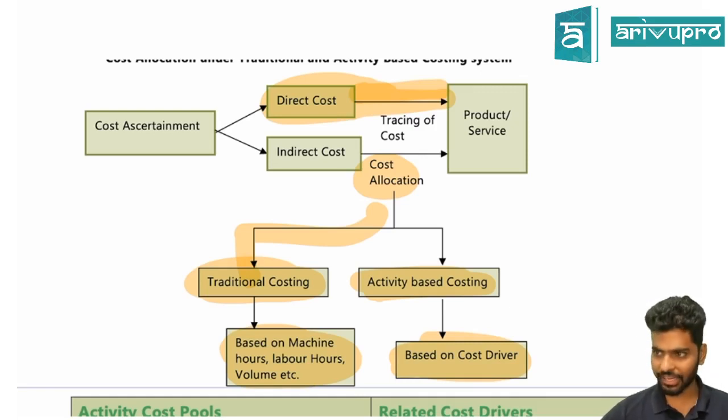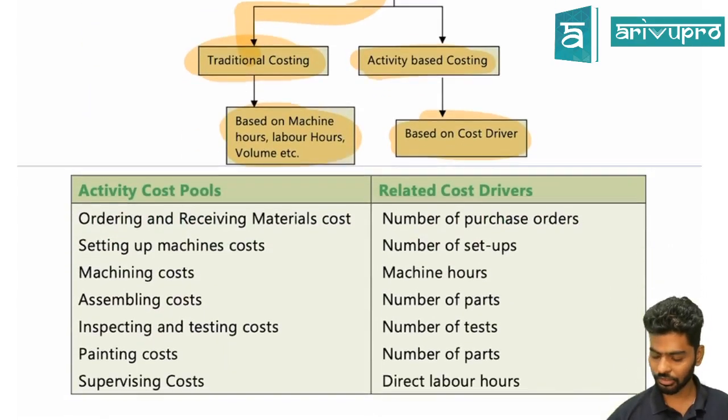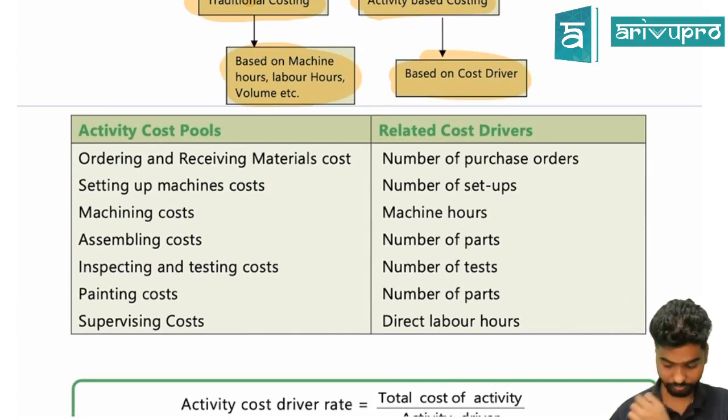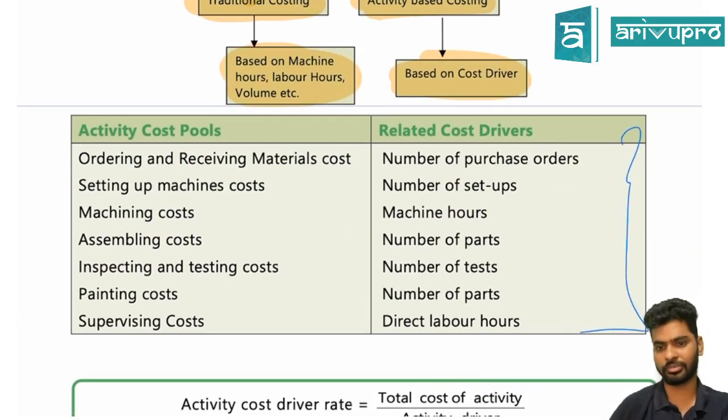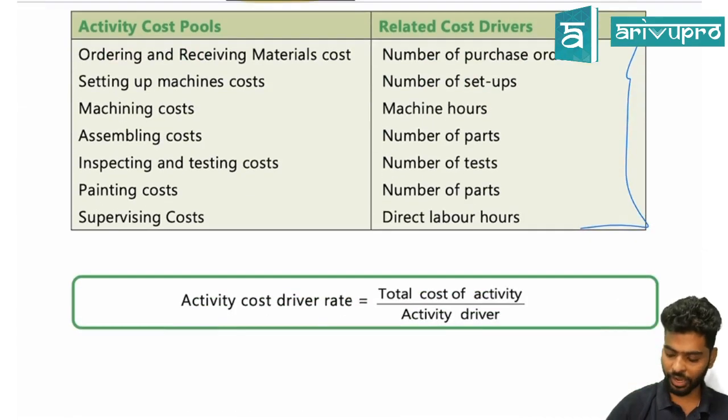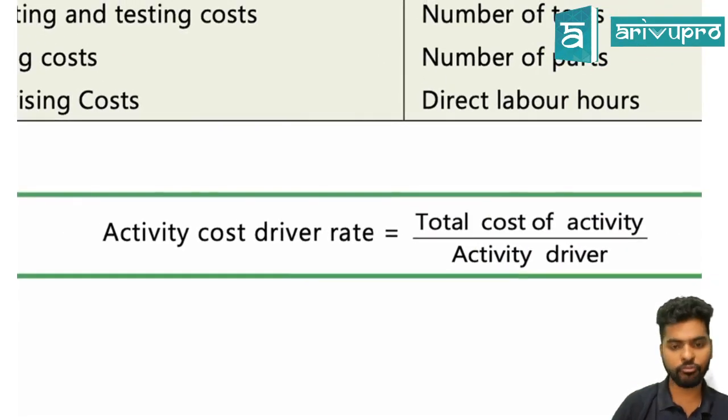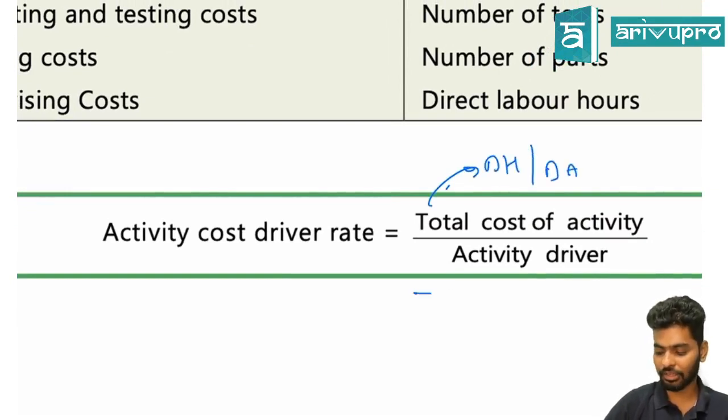I'll take one example and run through it so that you understand. I want you to make sure that you remember this part of the table for your exam. Why? Because the formula remains the same. There I was doing budgeted overheads divided by budgeted activity. Here it's going to be the activity driver.